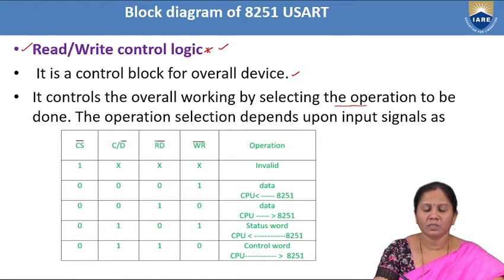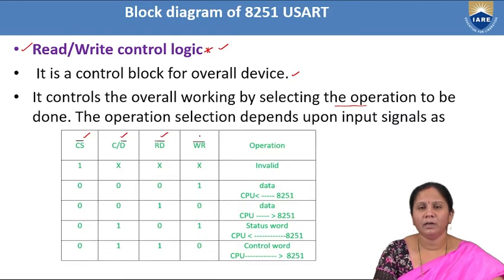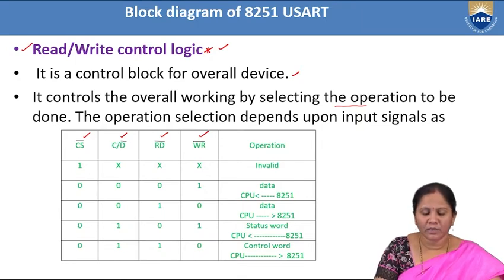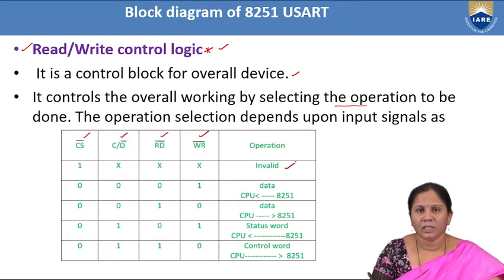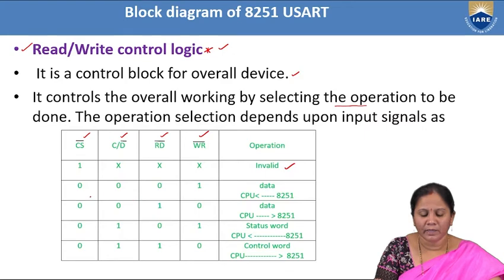Here we have the control signals connected to this block like chip select, C by D bar, RD bar, and WR bar. Based on these 4 signals only, the control of 8251 will be done. If CS bar is 1 and the remaining signals are don't care, it represents an invalid operation and nothing will be done. And if the signals are CS bar 0, C by D bar 0, RD bar 0 and WR bar 1, data will be transmitted.